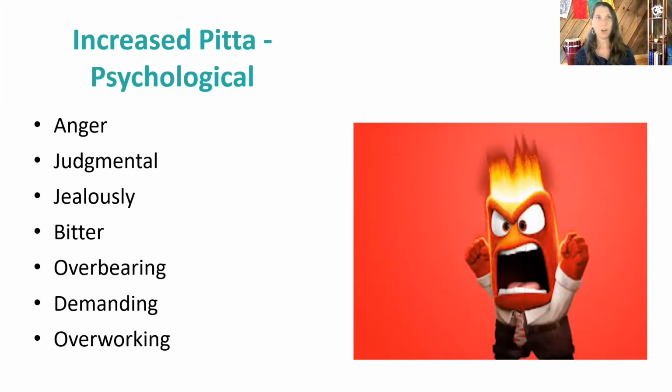When pitta is out of balance in the system, then again, these people tend to move more quickly to anger, to judgment, to jealousy, to feeling bitter. They'll have an overbearing, demanding personality, and they'll just keep working without any opportunity to rest and to relax. So that's what happens when the pitta is out of balance. See, pitta can get so much done when they're in balance in a more relaxed way. When they're out of balance, the drive is just on overdrive and they just keep going like there's no brakes in their system.